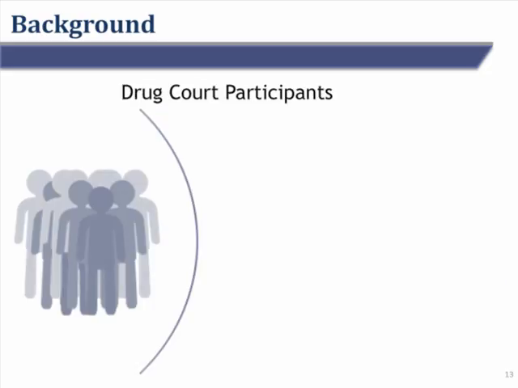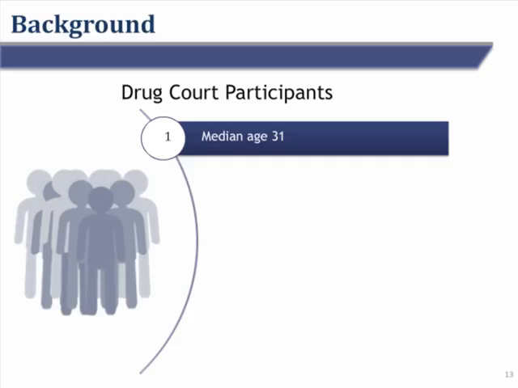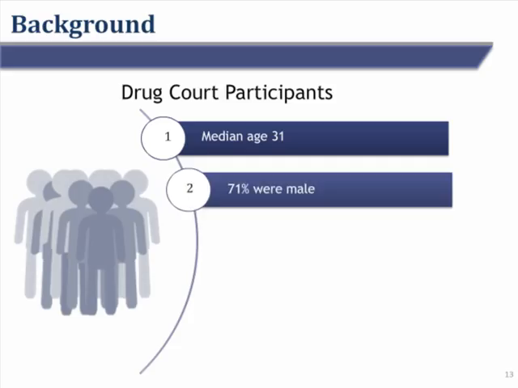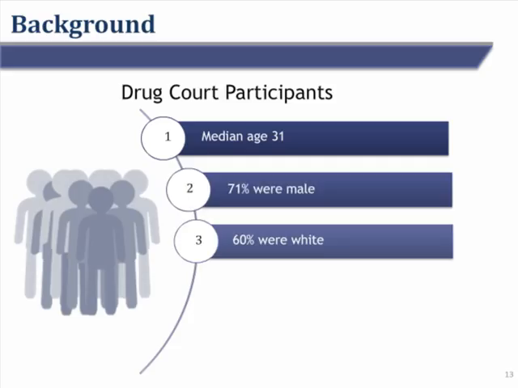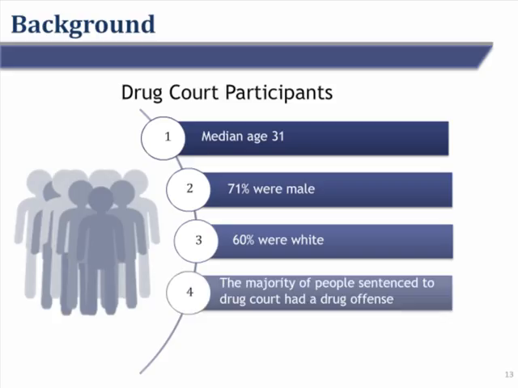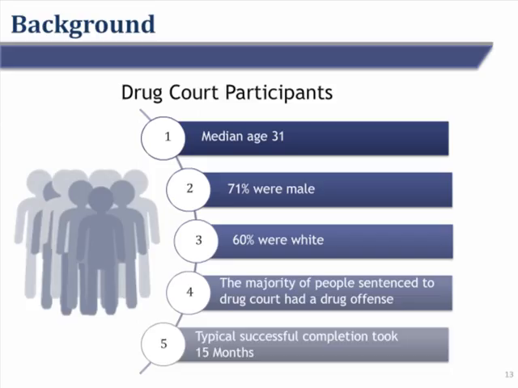Next, I just want to give you all a little bit of background about drug court participants. Starting at demographics, the median age of participants was 31, 71% were male, and 60% were white. People who enter the program are screened to determine if they have a drug addiction. Only nonviolent persons with a history of drug addiction are admitted. Almost 60% of the people sentenced had a current drug offense. Others had offenses like third-degree burglary that supported a drug habit. The typical successful completer was in the program for 15 months.